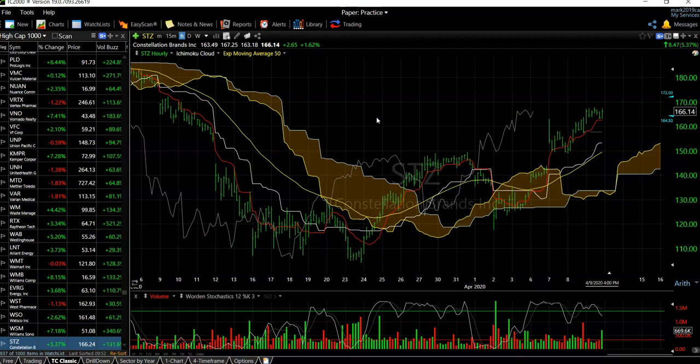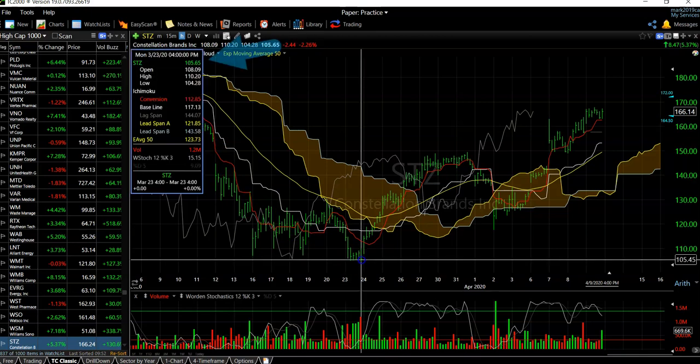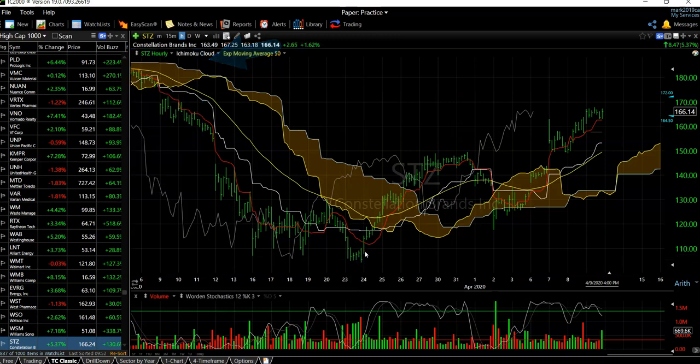Now, as you are aware, in March 2020 the market plunged, and we can see that STZ was about $105 on March 3rd. So the stock went quite low, but we will see how it started to come up, and this is where we will actually get the buy signal.